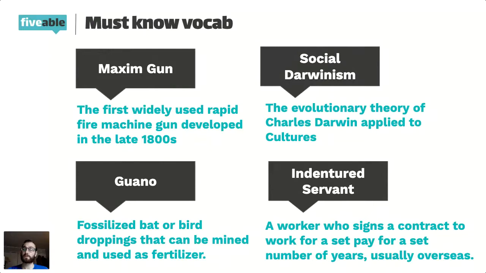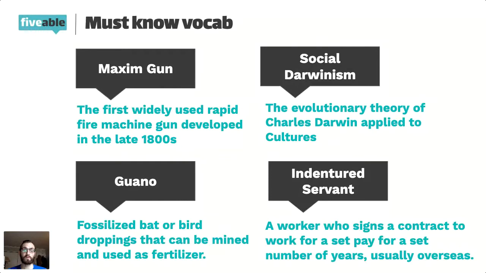Social Darwinism is something we're going to talk about. It's actually one of those causes. And essentially, it's the evolutionary theory of Charles Darwin, which if you're in bio, you might have heard of, the theory of evolution. You probably have a better grasp on it. But it's that theory applied to cultures and nations. And right off the bat, you might see how that's a little problematic, but we'll talk about that.